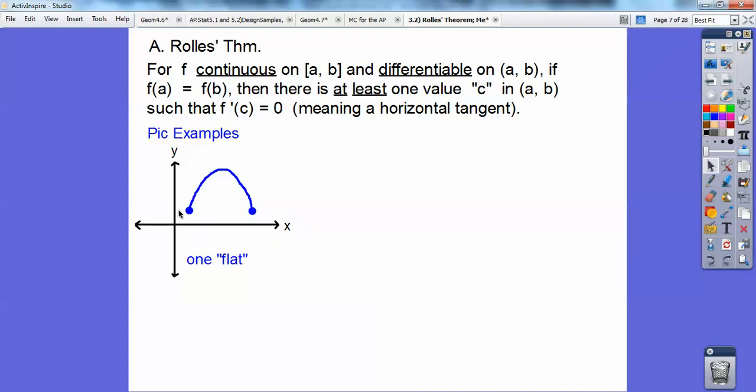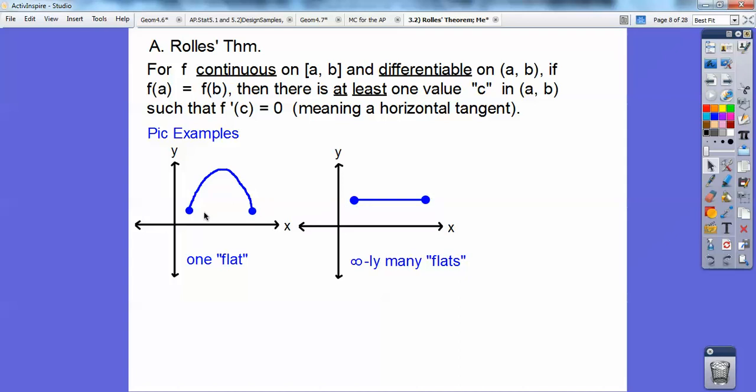Okay, so here's f of a, here's f of b. See how they're the same height, so they're equal to each other. And right here there's a tangent that gets me a horizontal tangent. So here's one that has one horizontal tangent. I call it a flat right there. Horizontal tangent is a flat. Okay, here's one that has infinitely many flats, and it's continuous.